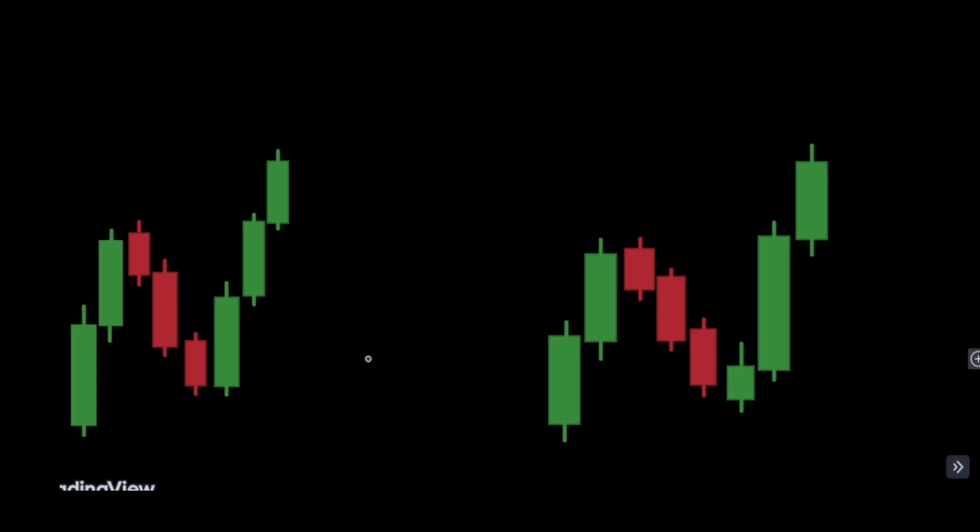And what we're going to do now is go ahead and mark out our order blocks. I'm going to be showing you how to do that now, how to mark your order blocks.